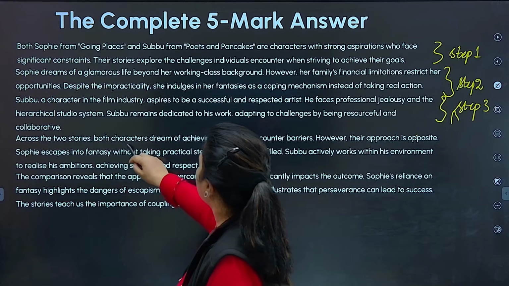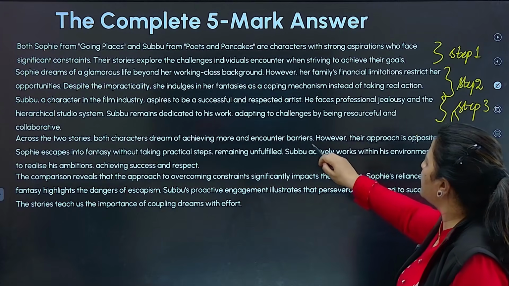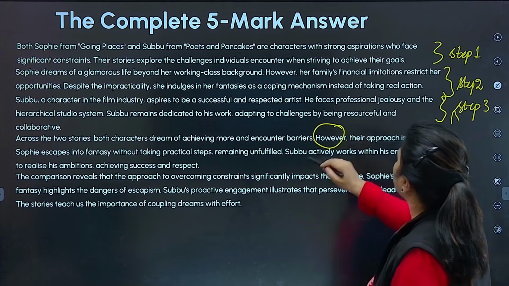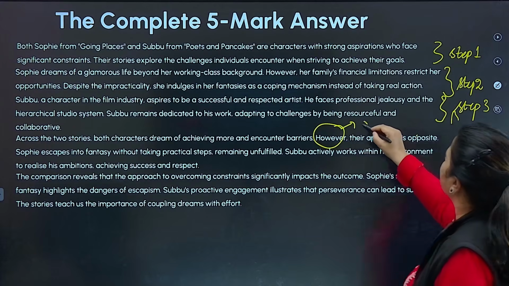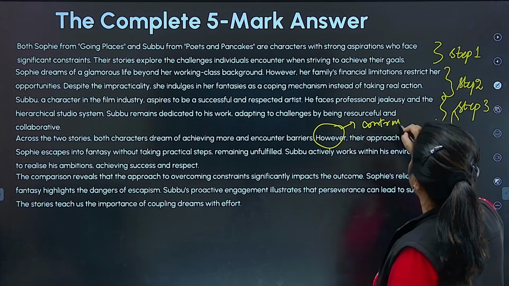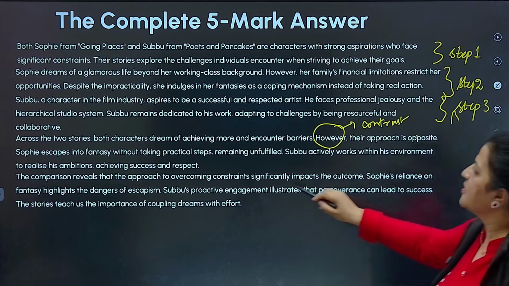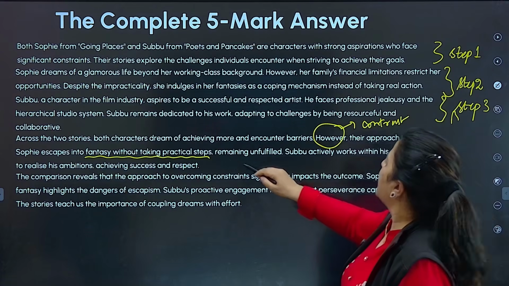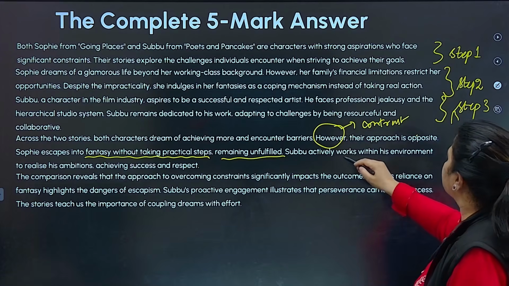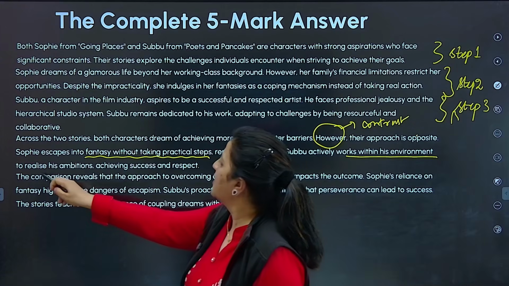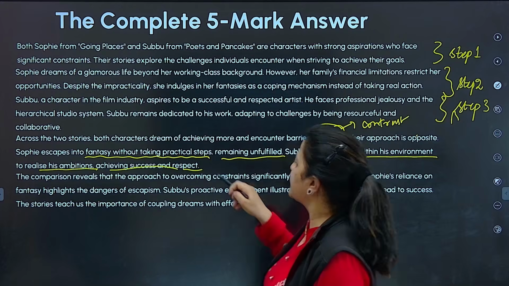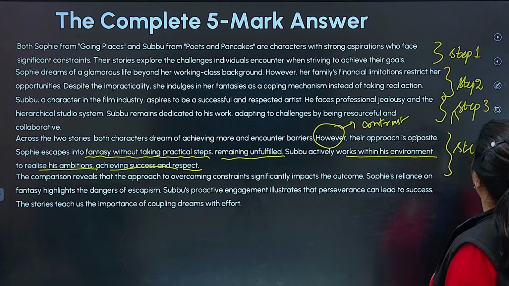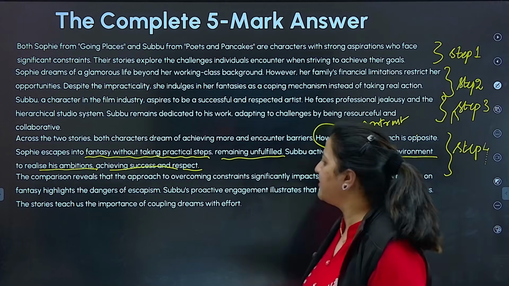And the step 4. Across the 2 stories, both characters dream of achieving more and encounter barriers, which are their similarities. However, this word is to show the examiner that now you are doing the contrast. Their approach is opposite. Sophie escapes into fantasy without taking practical steps, remaining unfulfilled. Subbu actively works within his environment to realize his ambitions, achieving success and respect. So this is our scoring step 4, where we do the contrast and tell the similarities.